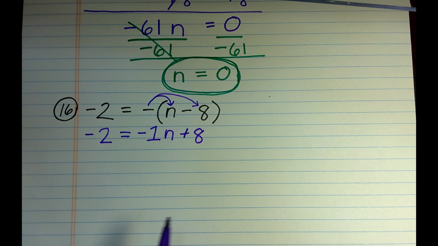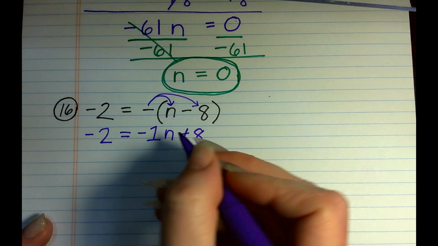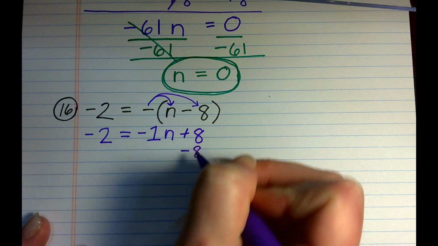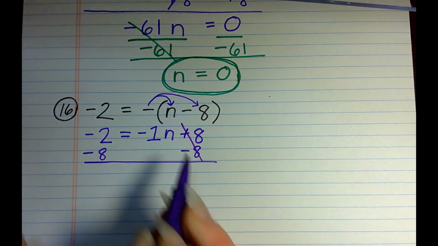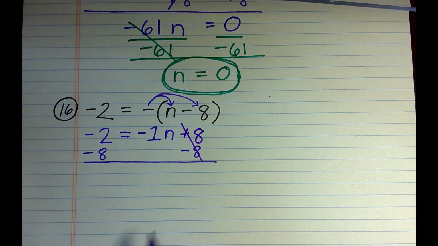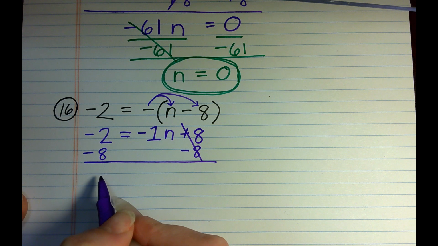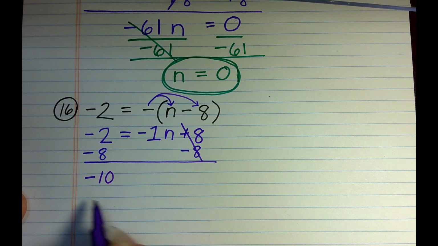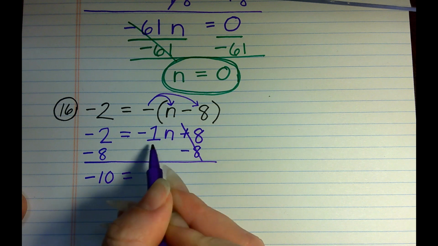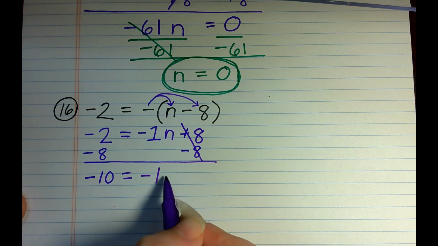So now we are here. Negative 2 equals negative 1n plus 8. What would we do next? You subtract 8 on each side. Let's subtract 8 on each side. My 8s will cancel, and negative 2 minus 8 is negative 10. Good. Negative 10 equals negative 1n.